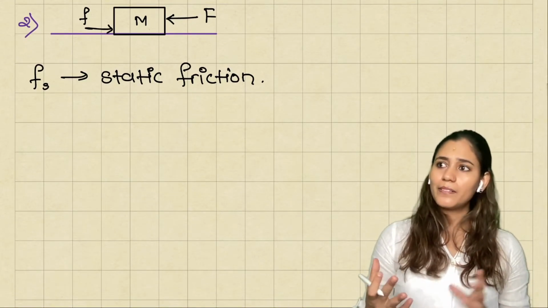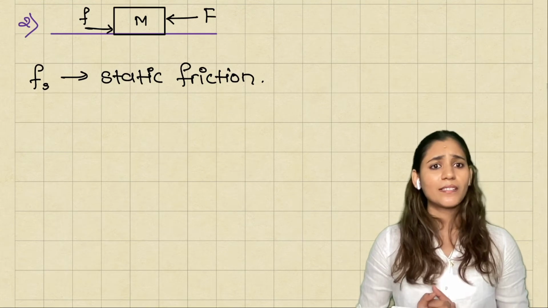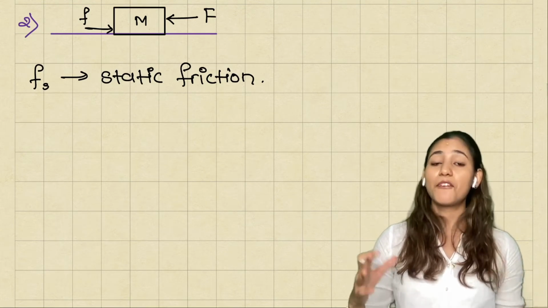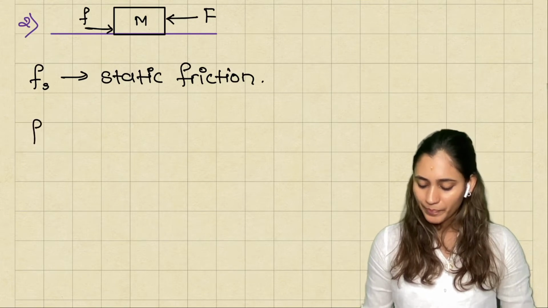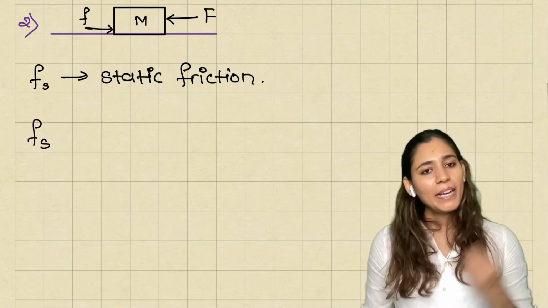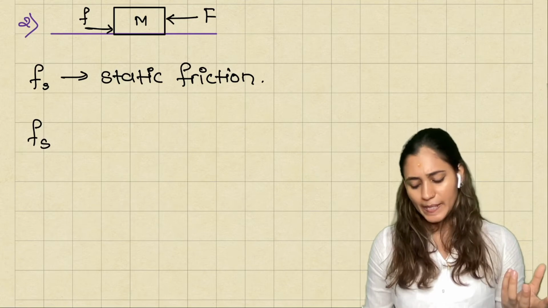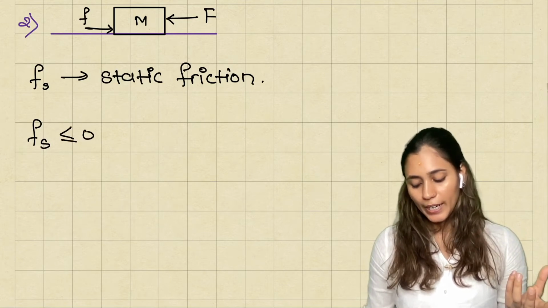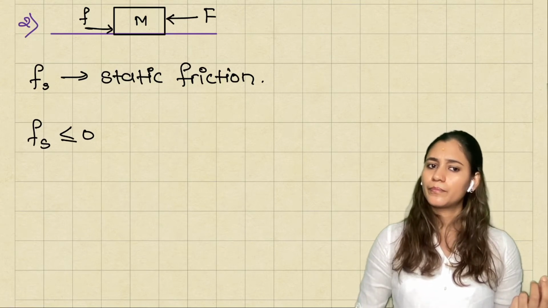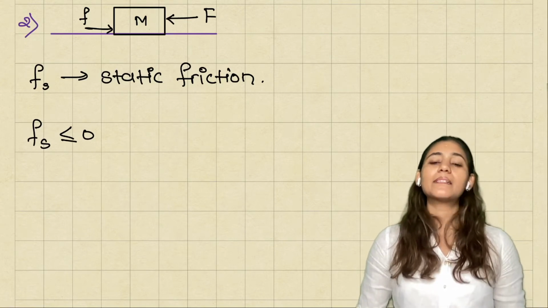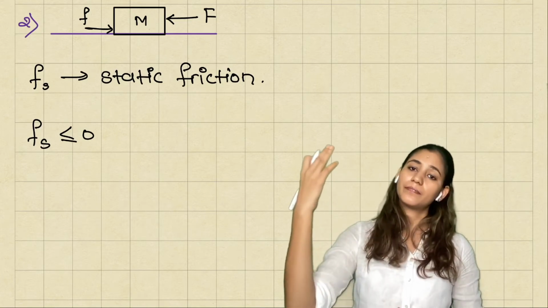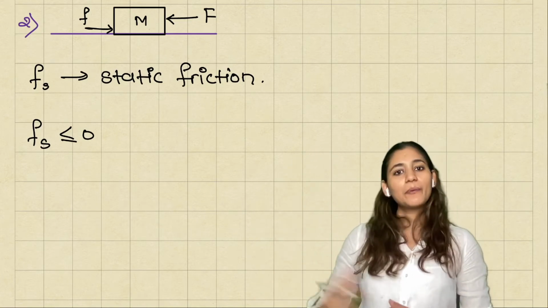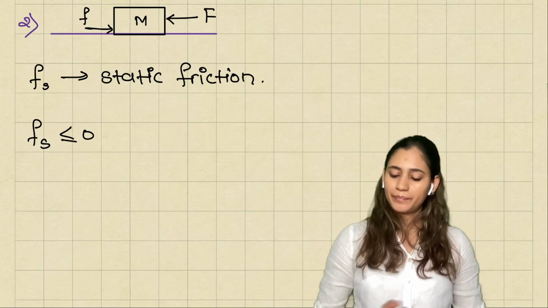So simply we can talk about how this static friction varies from where to where. The static friction can have the minimum value greater than or equal to 0, and the maximum value is less than or equal to mu s into N.